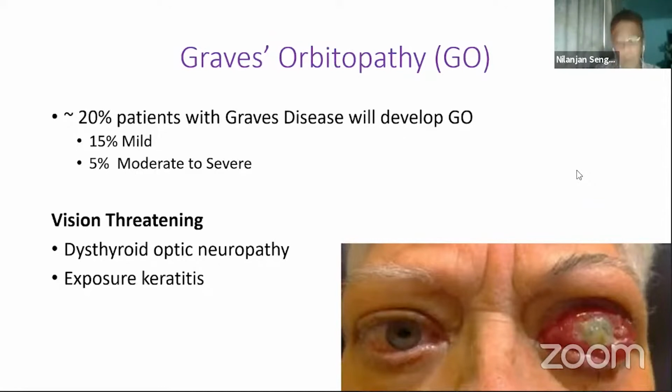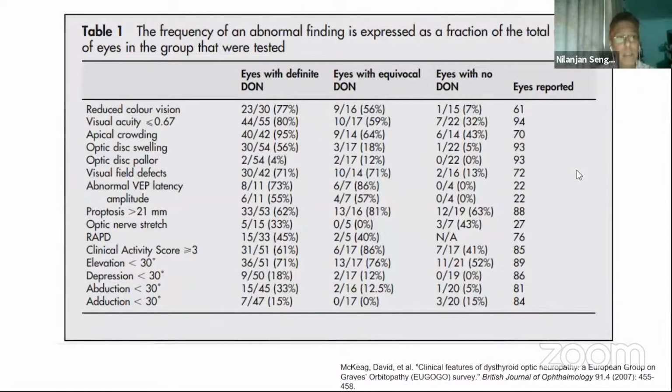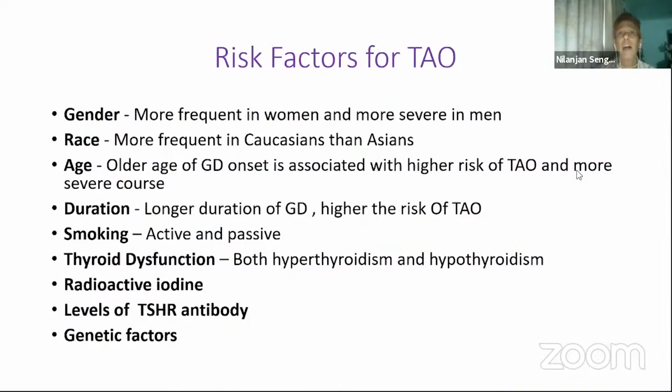And another very important vision-threatening complication, apart from exposure keratitis due to severe proptosis, is dysthyroid optic neuropathy. There may be many visual abnormalities in dysthyroid optic neuropathy, but the visual acuity is quite often affected. You see, reduced color vision was seen in about 80% of cases of definite dysthyroid optic neuropathy. Visual acuity also to a similar tune of 80%. Optic disc swelling, optic pallor, these are other things. But dysthyroid optic neuropathy is associated with some degree of visual impairment in a large percentage of cases.